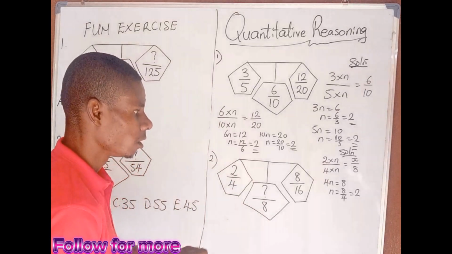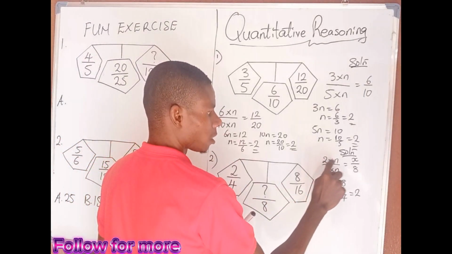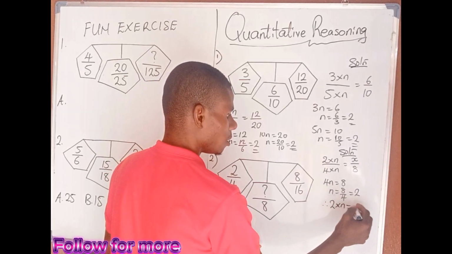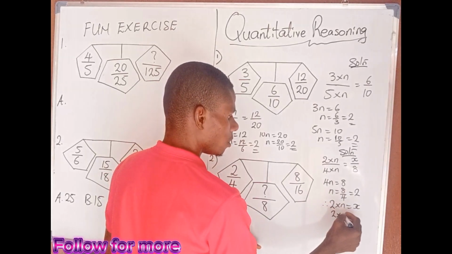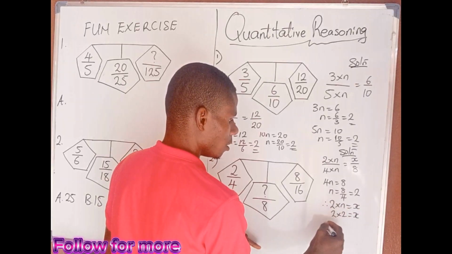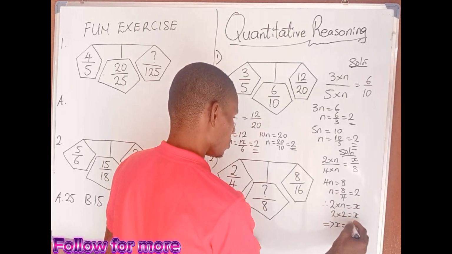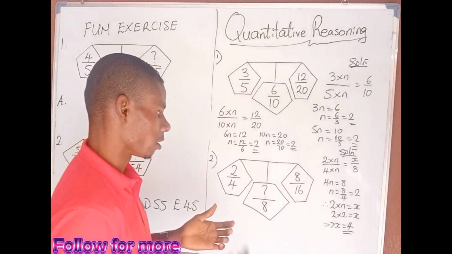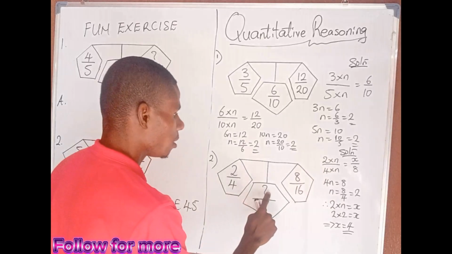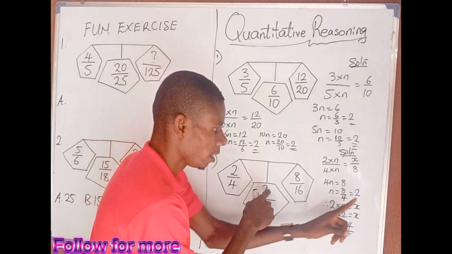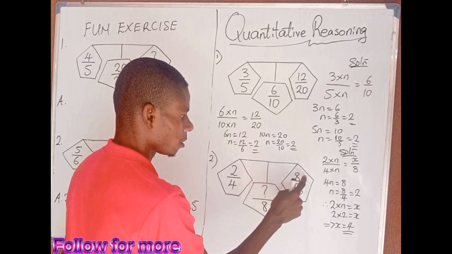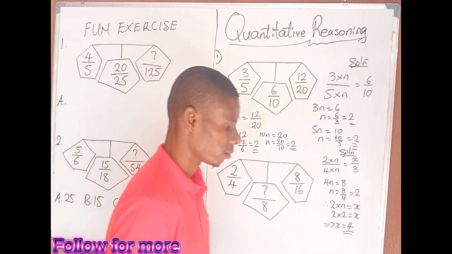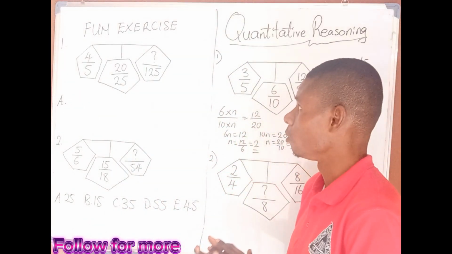So if n is 2, that means 2 times 2 is supposed to give us 4. This implies that 2 times n being x, 2 times 2 equals x. This implies that our x is equal to 4. So our x here is 4. Let's check again. Since n is 2, if here is 4, 4 times our n, which is 2, is 8, and 8 times 2 is 16. So we have succeeded in finding the value of the unknown there.